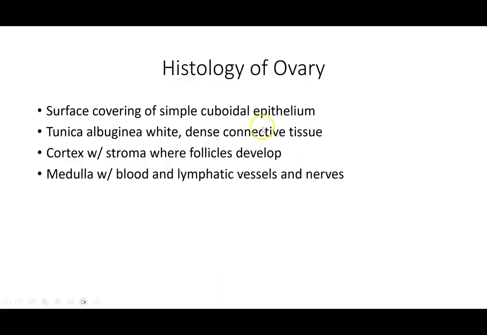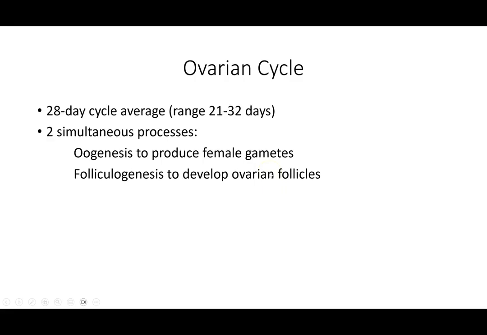So the ovary is covered with simple cuboidal epithelial tissue, and then it has the tunica albuginea, which is very white, dense connective tissue. Then it has a cortex, which is where the follicles develop, and then the medulla, which is going to contain blood and lymphatic vessels, as well as nerves.